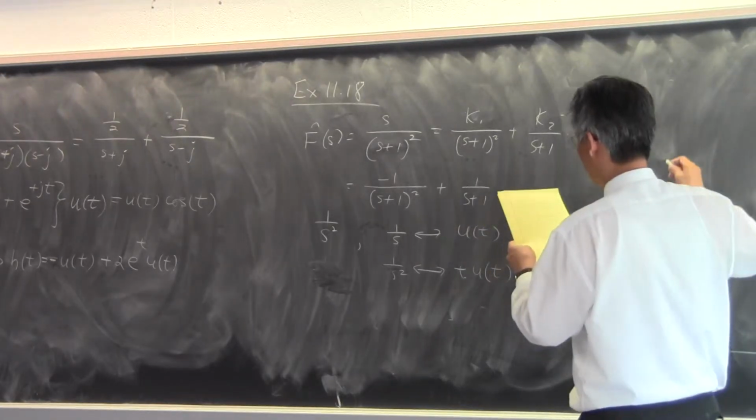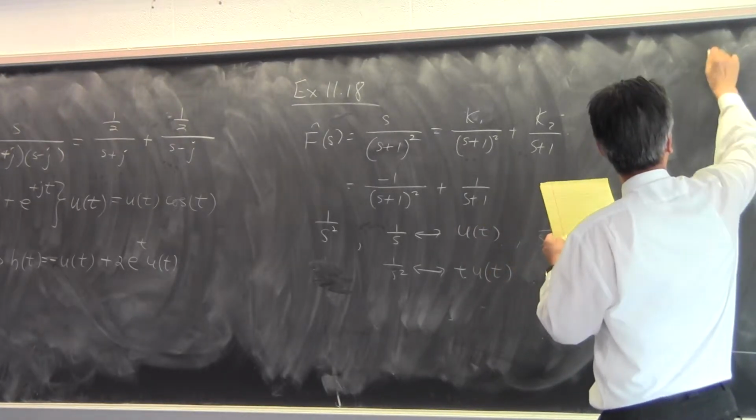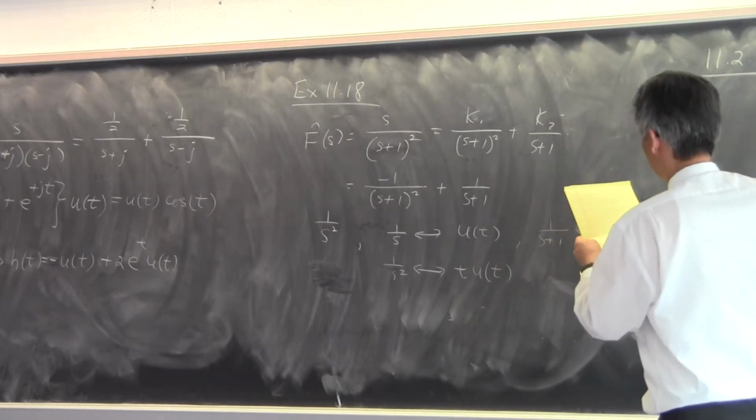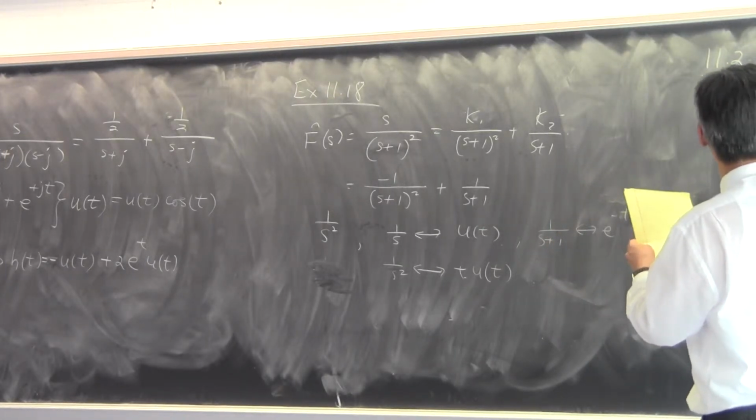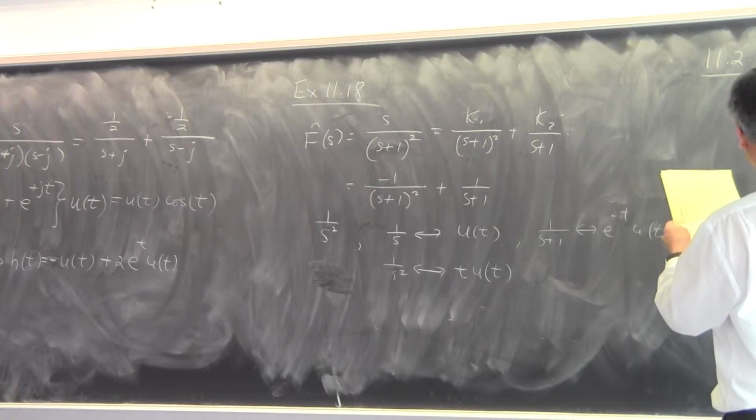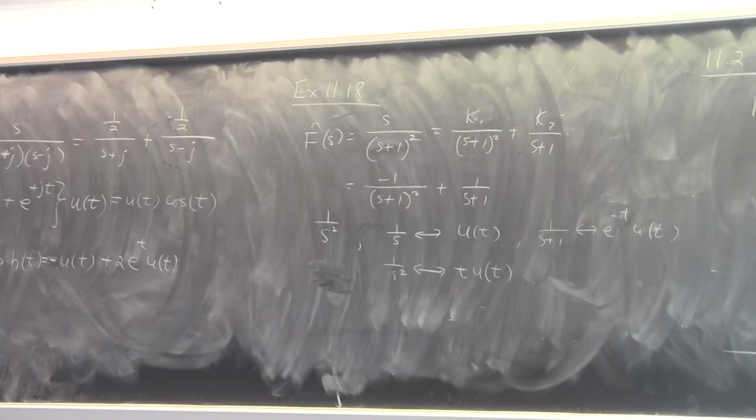Okay, section 11.2.3. These are quite interesting examples. H hat of s is equal to s over s plus 1. Now the numerator is not necessarily of lower order than the denominator. So we have to write this in a fashion so that the numerator is of lower order than the denominator. So we can write this as s plus 1 minus 1 over s plus 1. And then when I have s plus 1 divided by s plus 1, I have this. That's my thing.